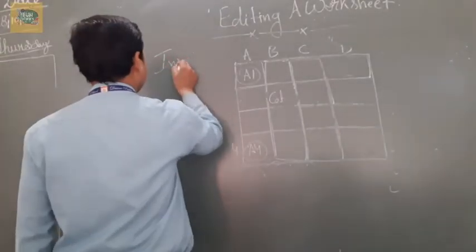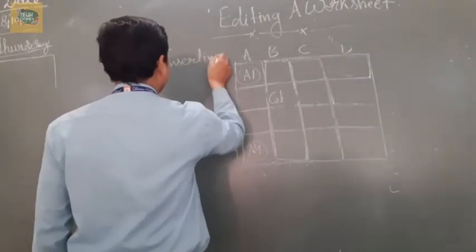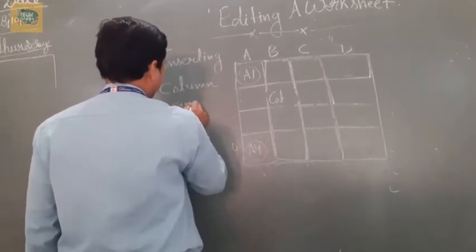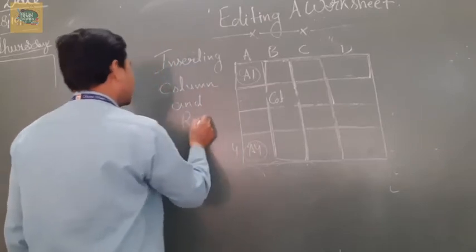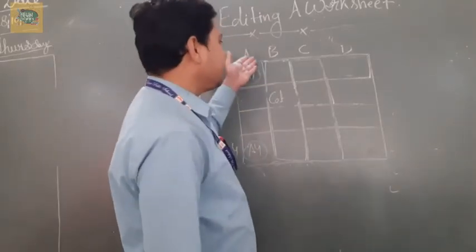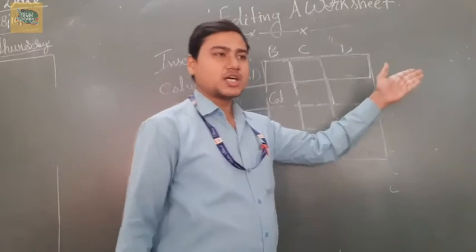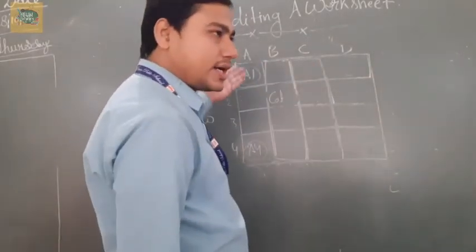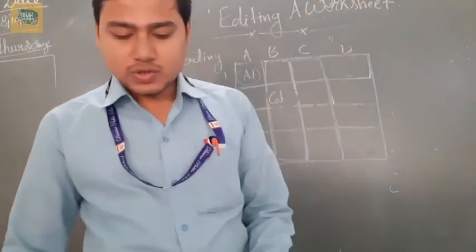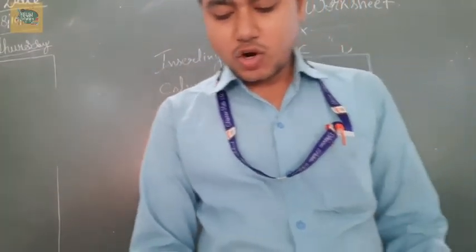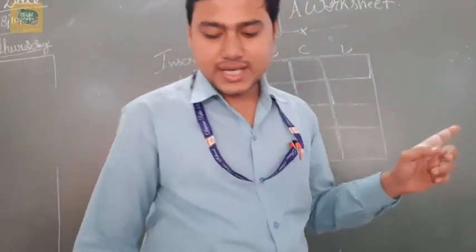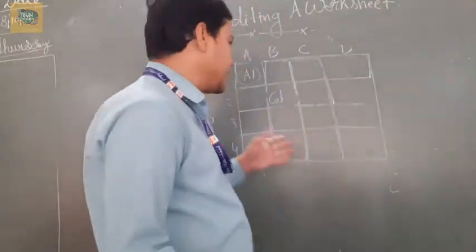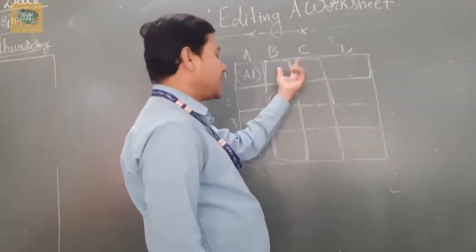Inserting columns and rows. Here you have to know this represents A, B, C, D. These are the columns, and here 1, 2, 3, 4. These all are the rows. To insert a single column, select the column or cell to the left of which the new column is to be inserted. Here is one column and here is another column.